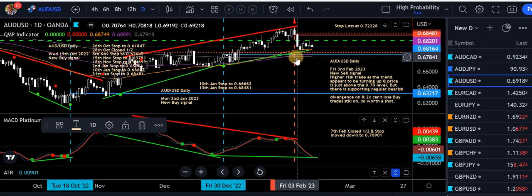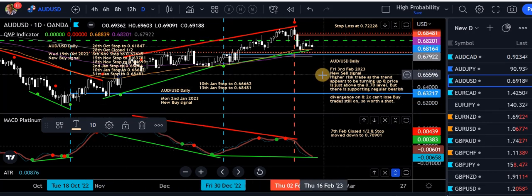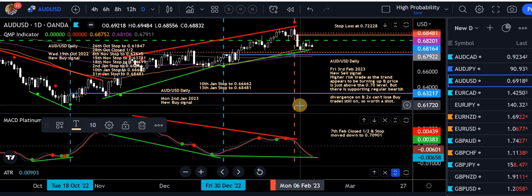Didn't stop me out. In the meantime, a couple of days before that, I took a sell. So that's the 3rd of Feb. You can read my notes. There's the divergence lines, there's my notes. Pause the video for some trade management: 7th of Feb, closed half. So let's have a look at 7th of Feb.